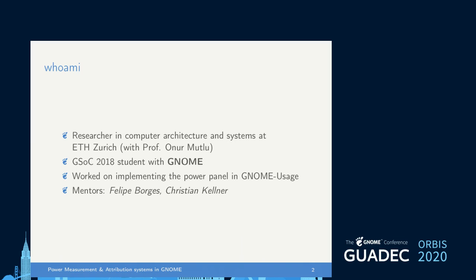So I was a Google Summer of Code 2018 student with GNOME, and I worked on implementing the Power Panel in gnome-usage. It was a really exciting project, and I was mentored by Felipe Borges and Christian Kellner. Great people. I really learned a lot from them. Thank you so much for the wonderful experience. So this presentation is about the project that I did, the findings, and what I plan to do ahead.